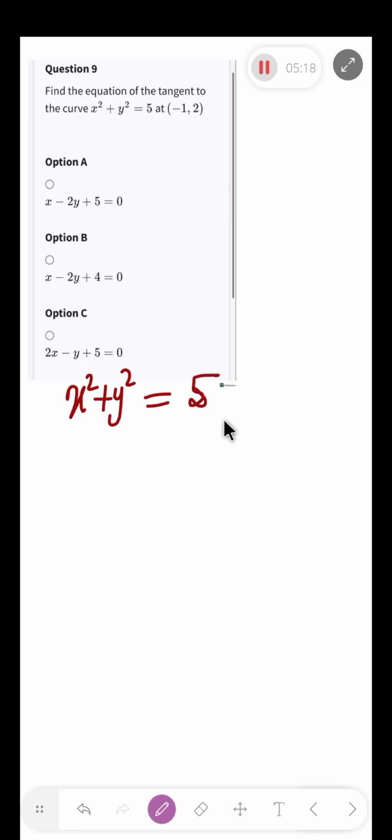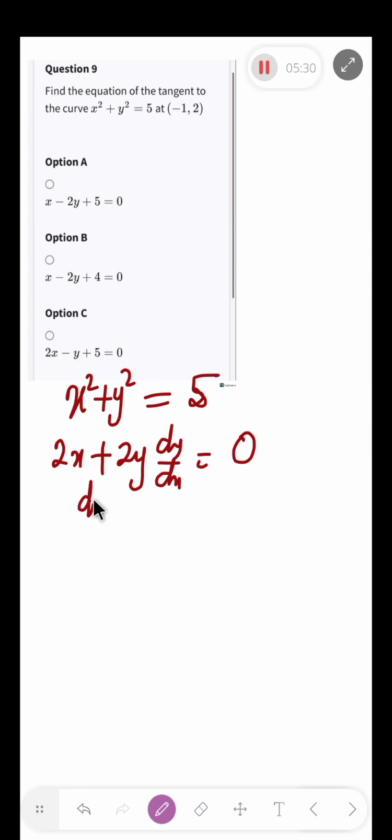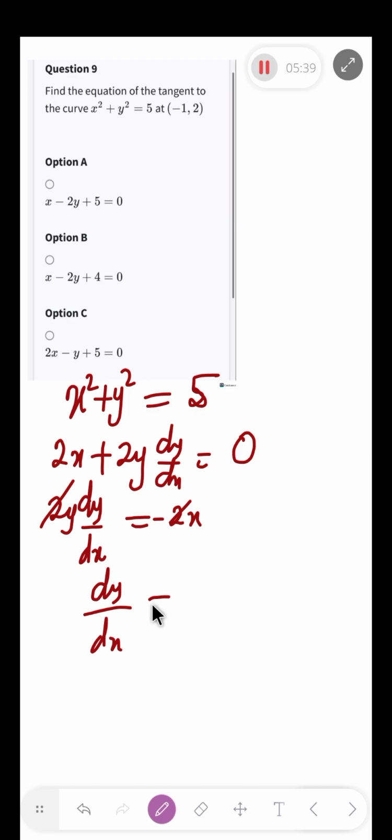Just differentiate this thing implicitly. You have 2x plus 2y dy/dx. Differentiate 5, that's 0. So therefore, if this goes to the other side, you have 2y dy/dx equals minus 2x. 2 cancels 2, then dy/dx is equal to minus x over y. So therefore, this implies that my gradient is equal to minus x over y.